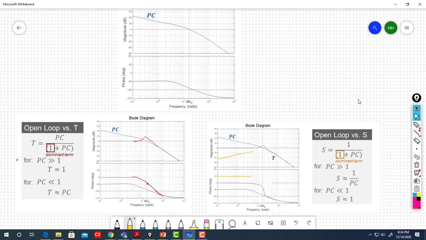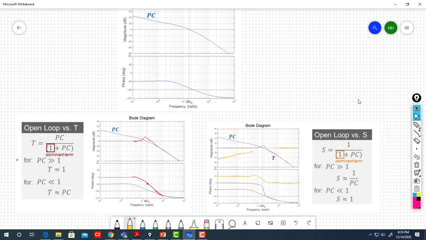At high frequency, 1 over 1 plus PC, PC is actually smaller than 1, very small compared to 1. At high frequency PC is very small compared to 1, and at low frequency it is very big compared to 1. So what's happening at high frequency when PC is very small compared to 1? Then 1 over 1 is approximately 1, and therefore the logarithm of 1 is 0. So it is 0 degrees for the phase as well.